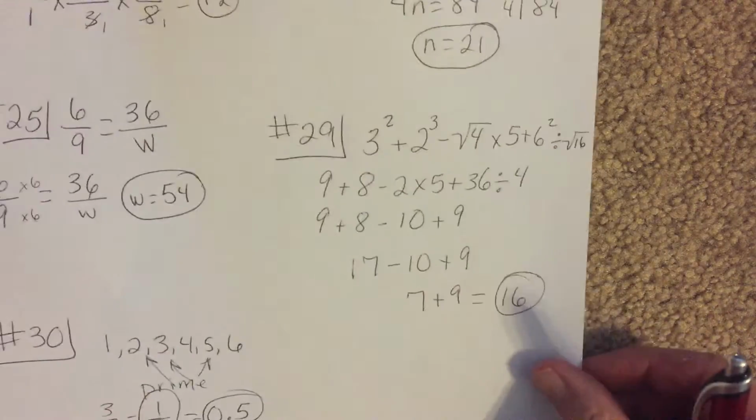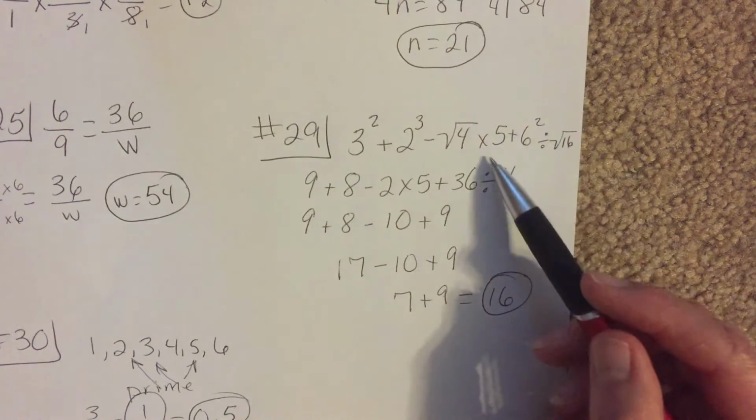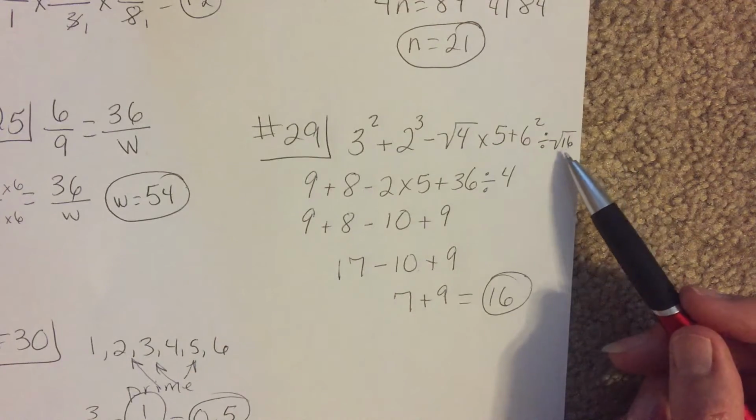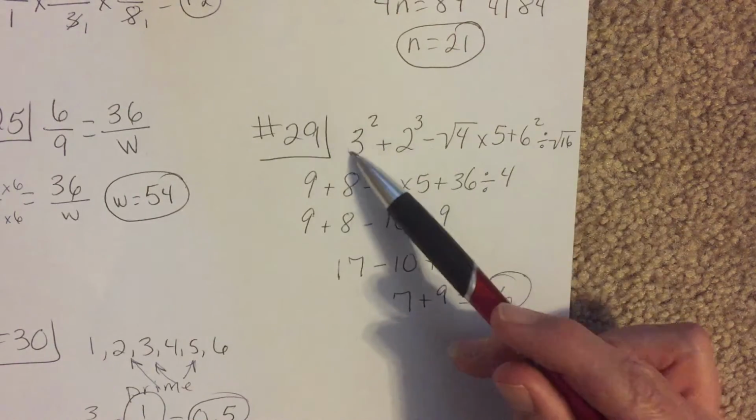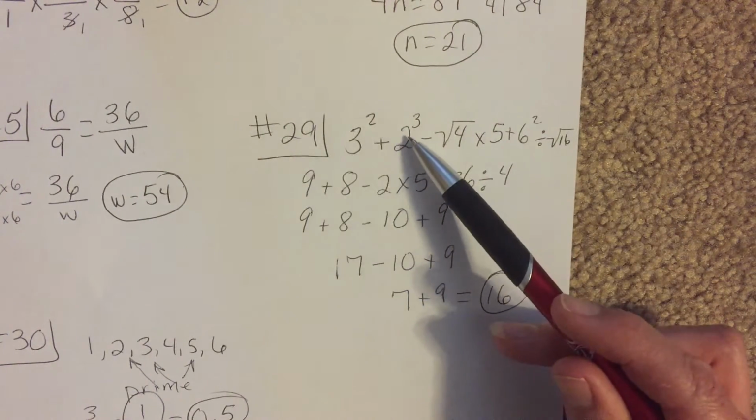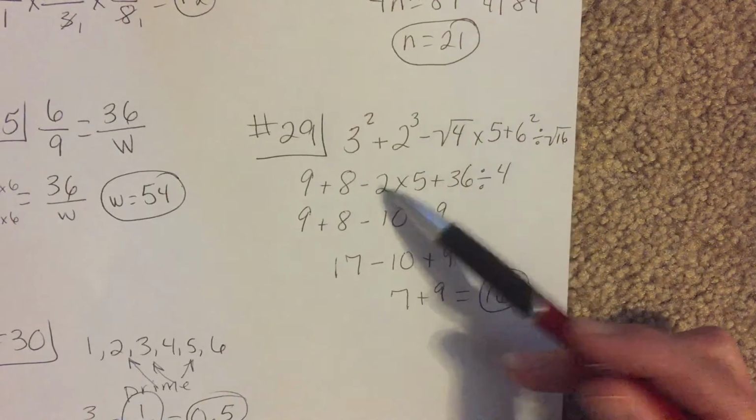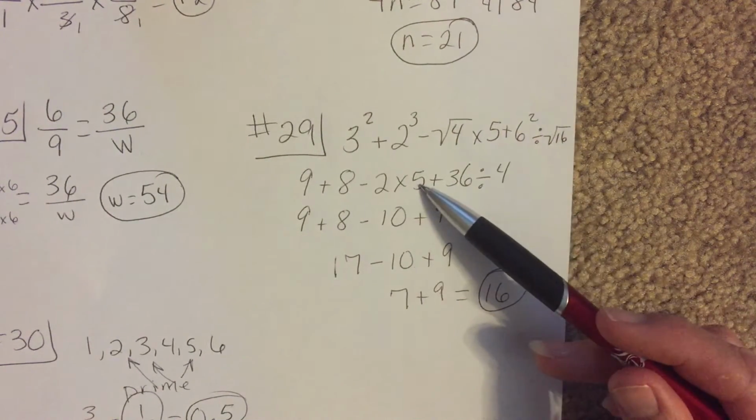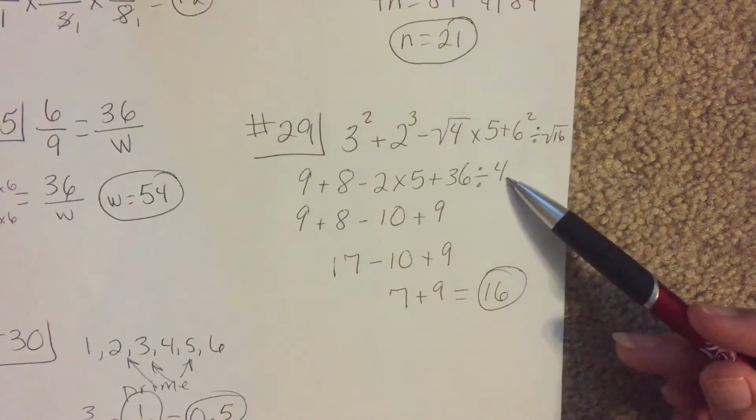Okay, 29 was kind of hard. It was an order of operations problem. 3 squared plus 2 cubed minus square root 4 times 5 plus 6 squared divided by square root 16. So I don't have anything inside parentheses, so we need to do our exponents first. So I said 3 squared is 9, 2 cubed is 8, square root of 4 is 2, because I kept the times 5, plus 6 squared is 36, square root of 16 is 4.